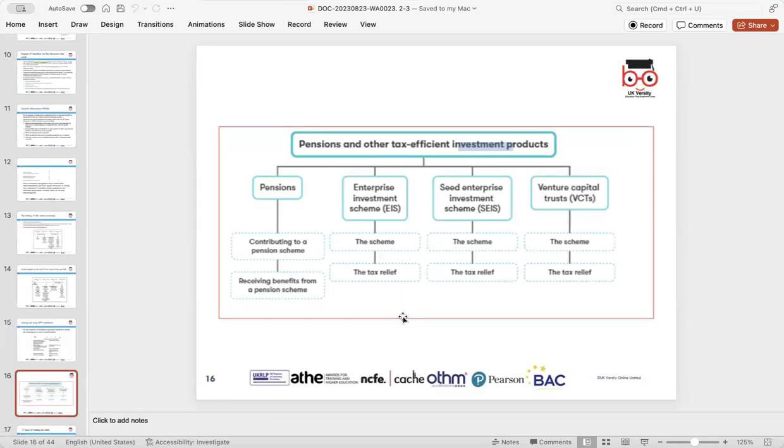Here, pensions and other tax efficient investment products. Pensions basically means contributing to a pension scheme. When you contribute money to a pension scheme, you often receive tax relief on those contributions. This means that the government adds money to your pension pot, making it a tax efficient way to save for retirement.